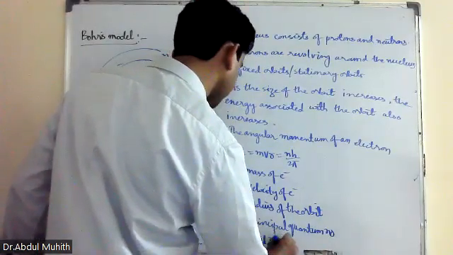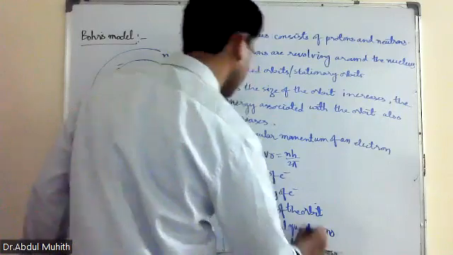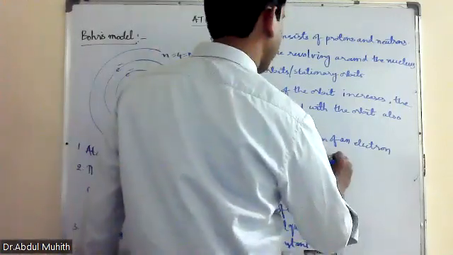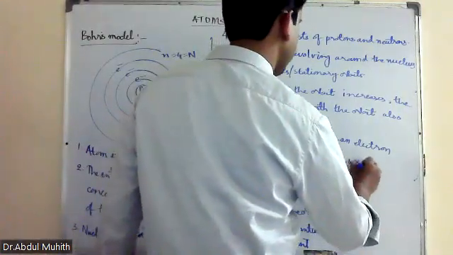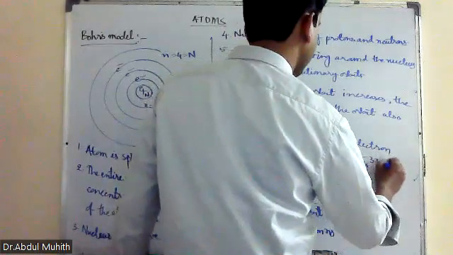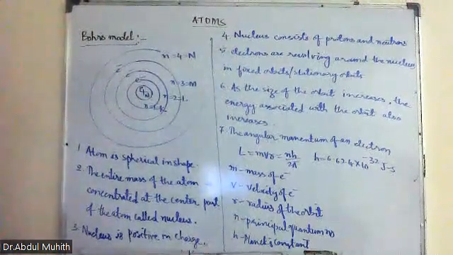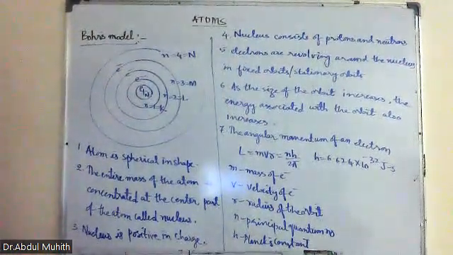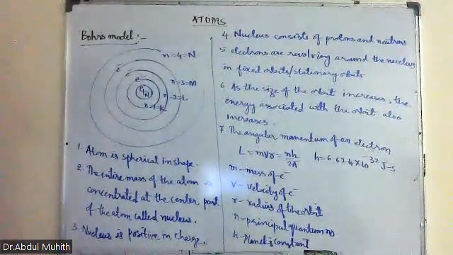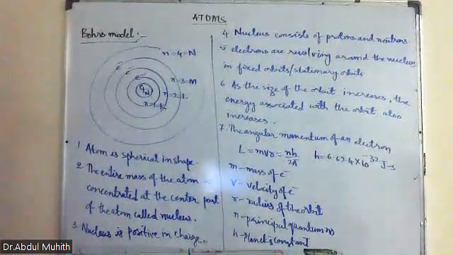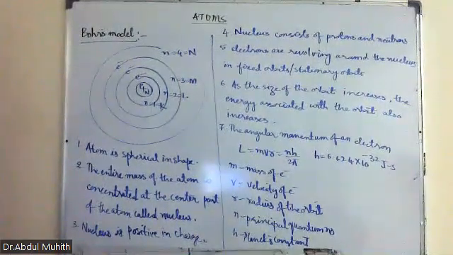What is the value of Planck's constant? h is equal to 6.624 into 10 to the power of minus 32 joule second. Is that clear? So these are the values. Just note this down, then I'll go to one more postulate, the last postulate.